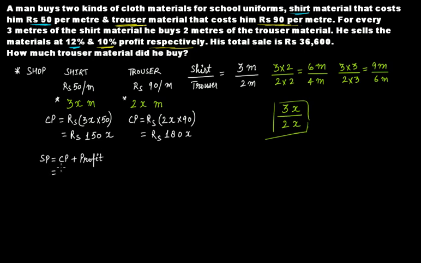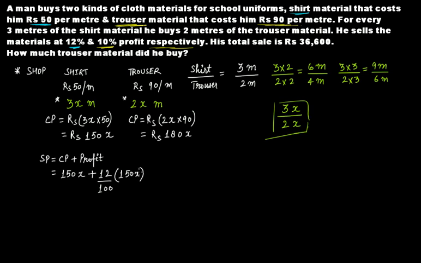Your cost price is rupees 150x and your profit is what? 12%. 12% on what? 12% is on the cost price, because this is in terms of percentage. So 12% of the cost price. Profit is always calculated on the cost price.